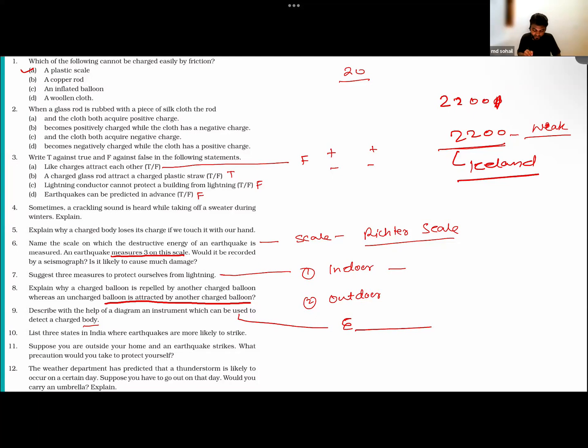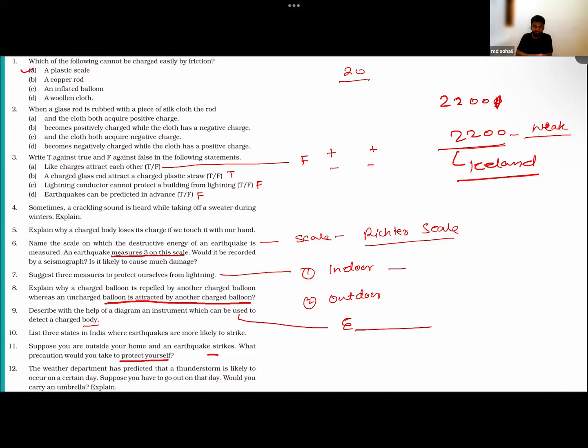List three states in India where earthquakes are more likely to strike. So you will look for the northern states of India, where earthquakes are most likely to occur, because the northern states of India are situated along the fault line, right? Yes, sir.